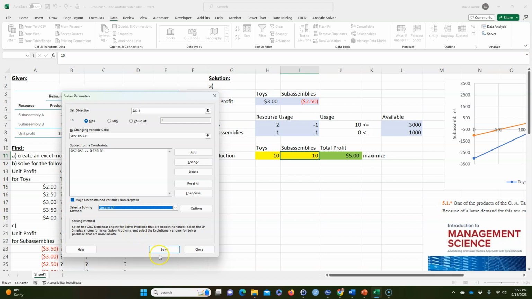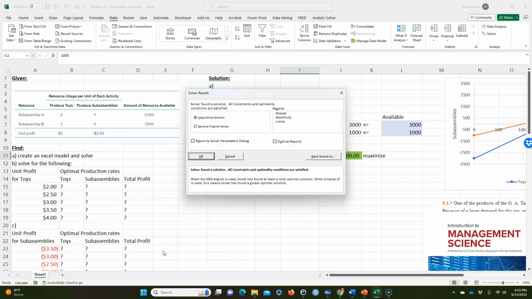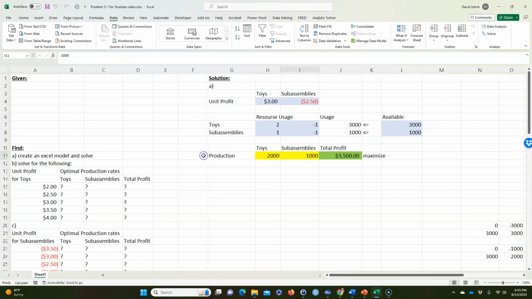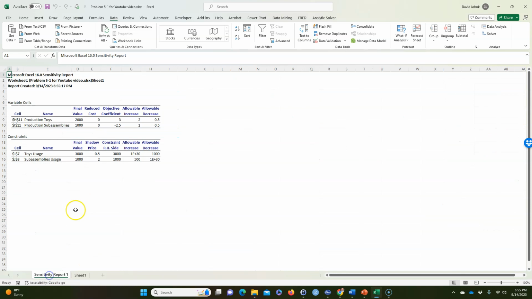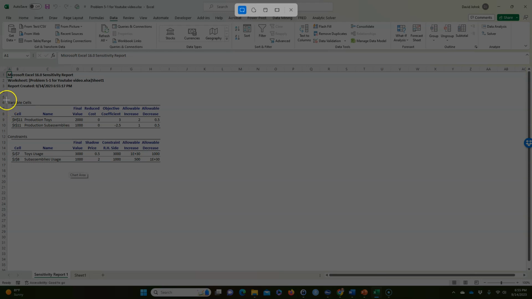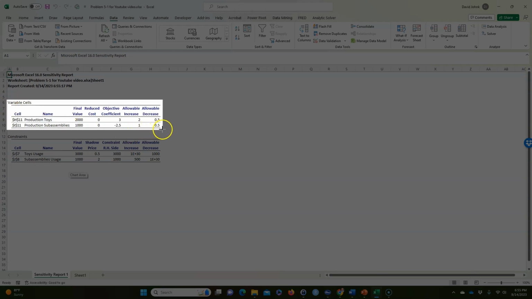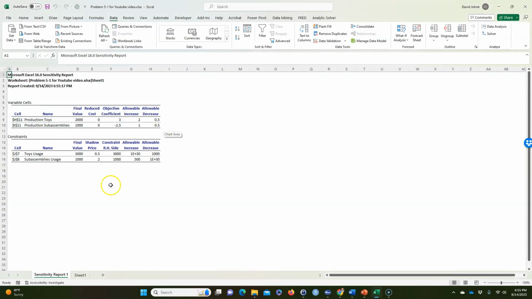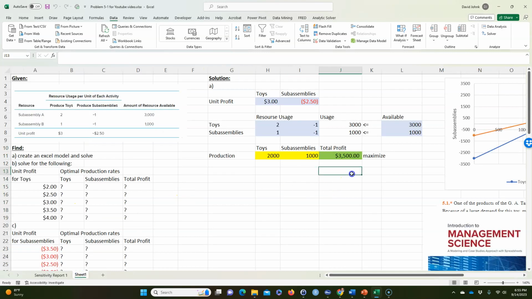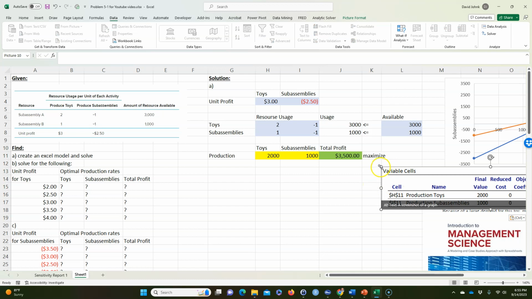And then we just go solve. And since this is a what-if analysis, we may want to do the sensitivity report right away. So I'm going to go ahead and hit sensitivity and go OK. It's going to give me a sensitivity report, and I'm going to go ahead and copy this. This is what we're talking about in this problem. I'm going to copy it into here so we can look at it later, in case we want to.